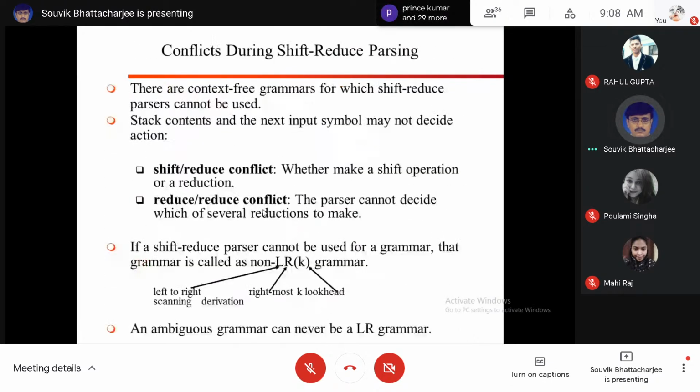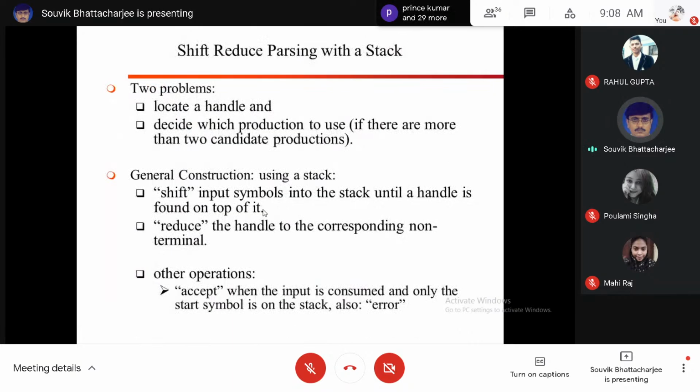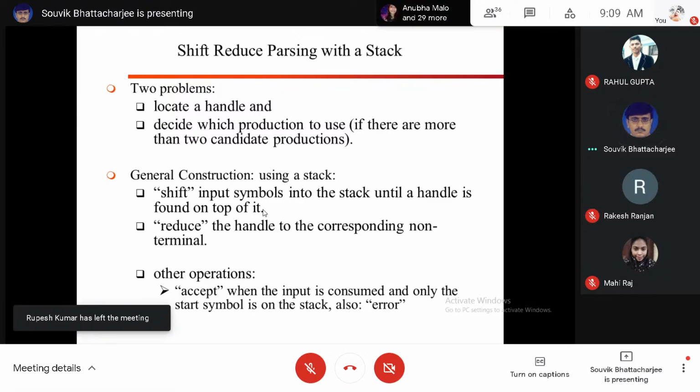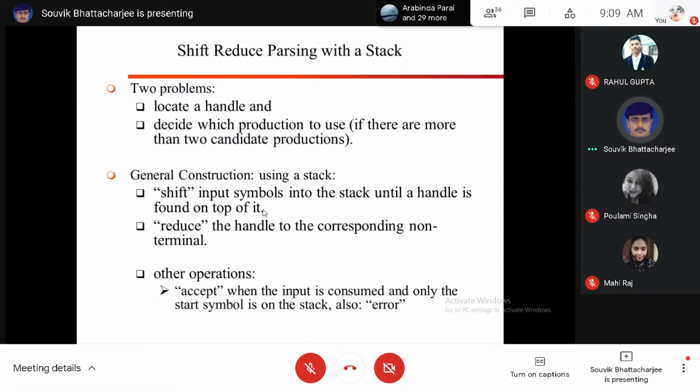Now, what may be the problem in case of shift reduce parsing with a stack? There may be 2 problems. One is locating a handle, and the second is deciding which production to use if there are 2 or more candidate productions. This mainly occurs in ambiguous grammars. That means deciding which production to use.